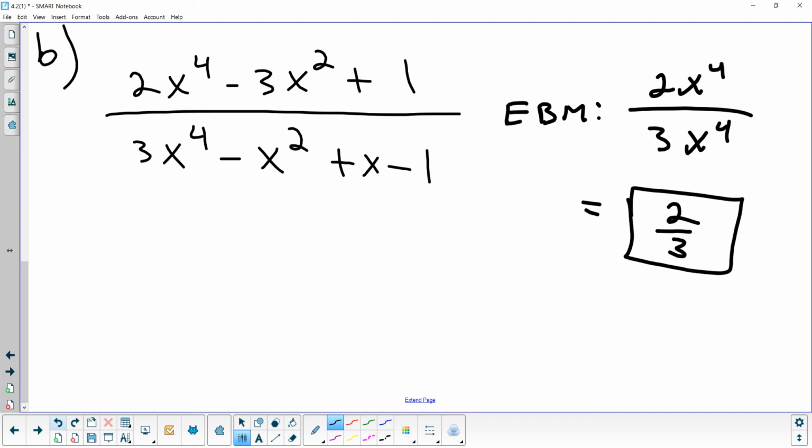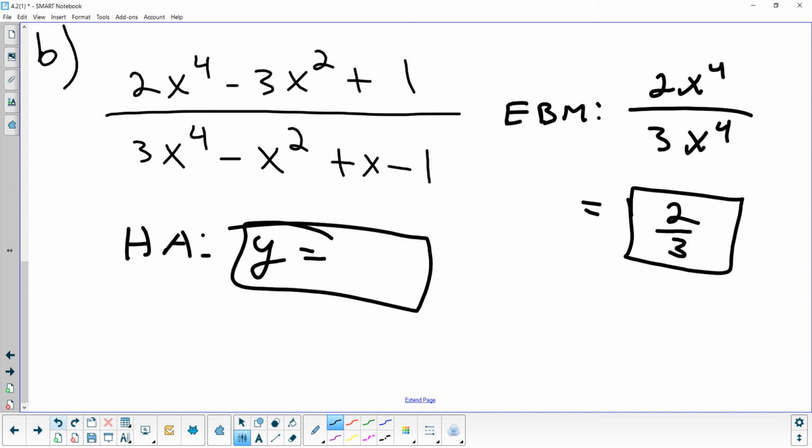So now, my horizontal asymptote. Y equals. Now, look at what I just clicked on. Look at that fraction and tell me what happens to that fraction as you let x approach infinity? Nothing. So what does it stay as? 2/3. There is no x. Canceled out. So as you let x approach infinity, it has no effect at all on this EBM. The EBM is a constant.